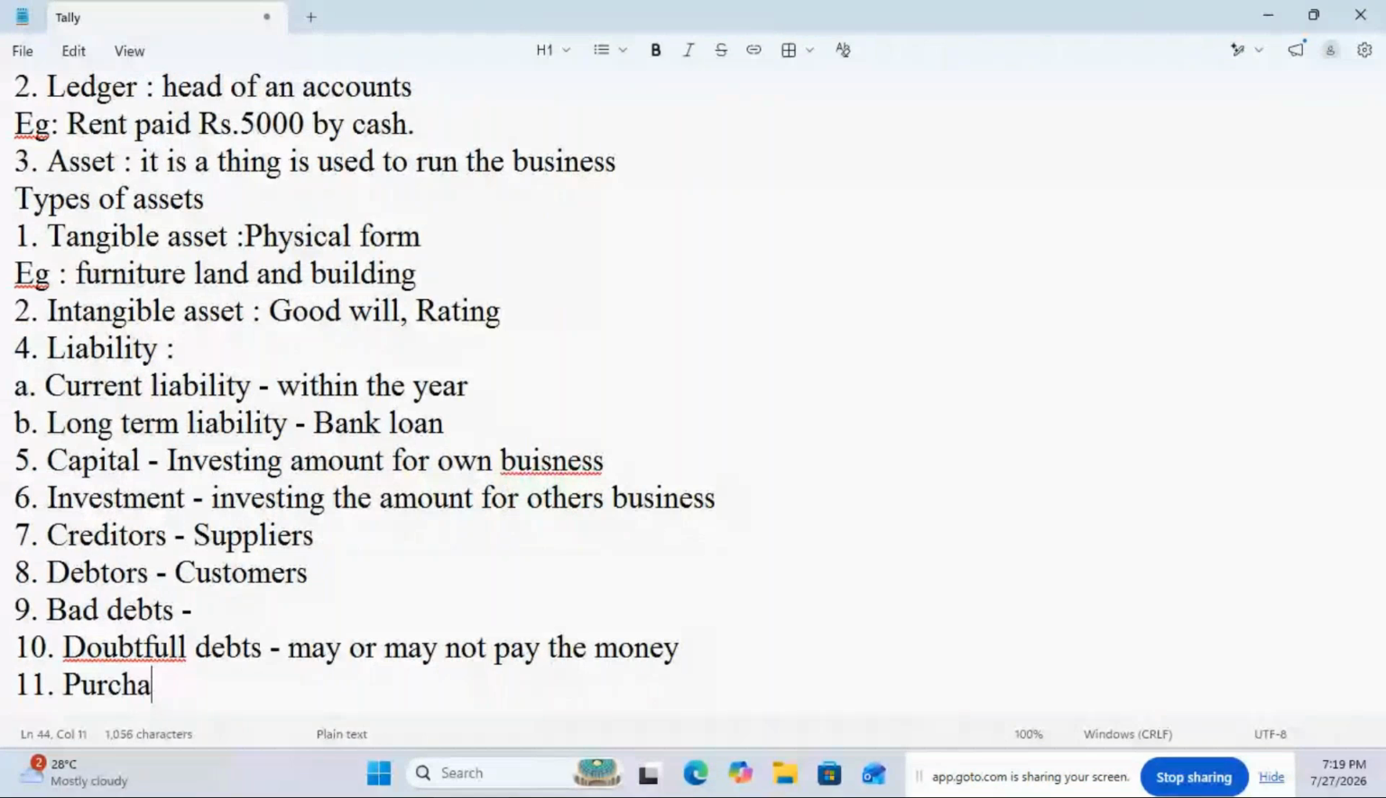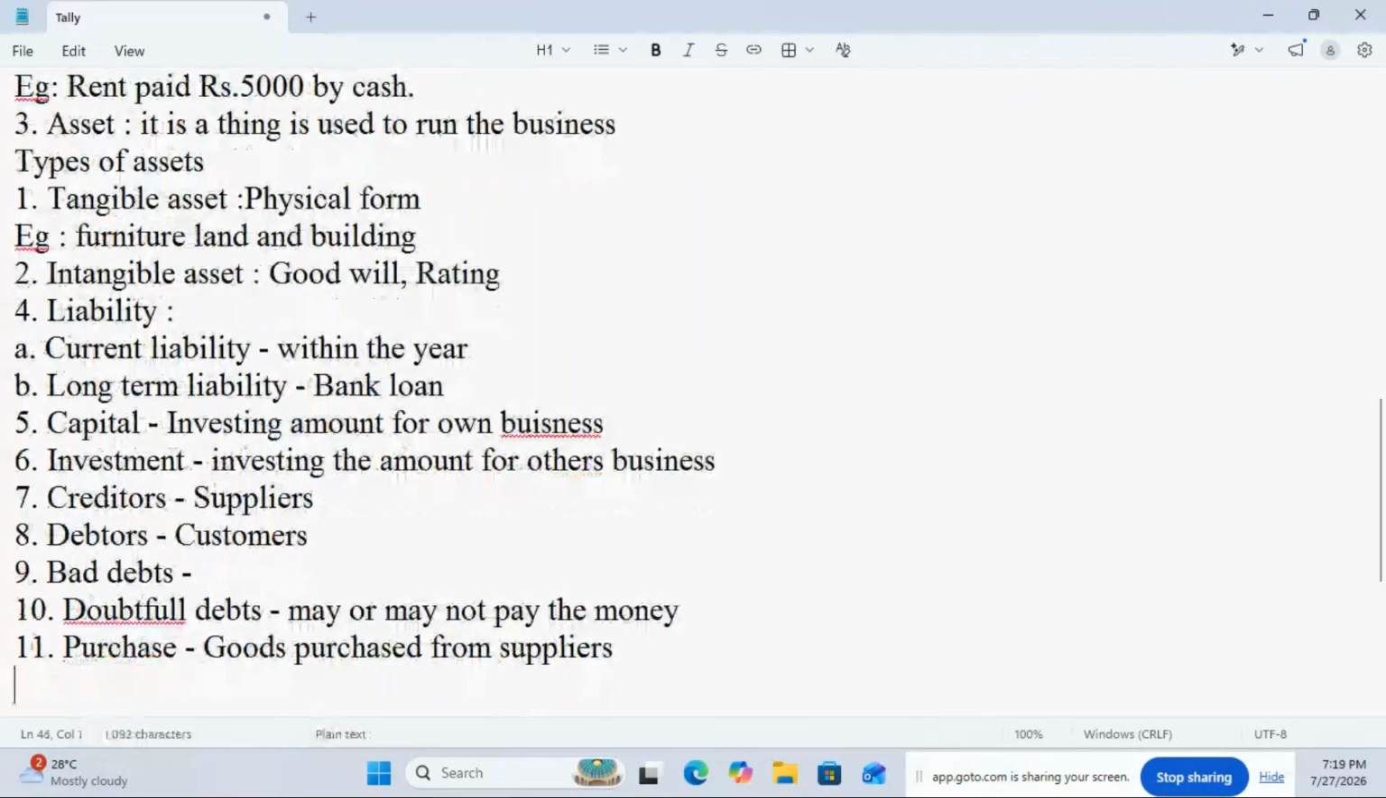Next one is purchase. What is meant by purchase? When a business buys goods, inventory or stock from another business for sale purposes. From whom will they purchase? From another business which is ready to give us goods, that is, suppliers. So purchase is nothing but goods purchased from suppliers.